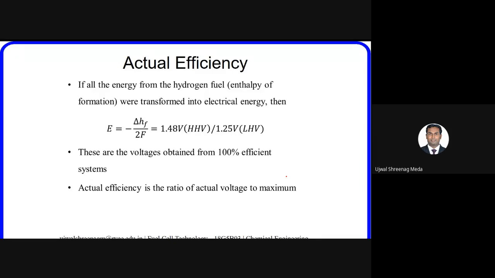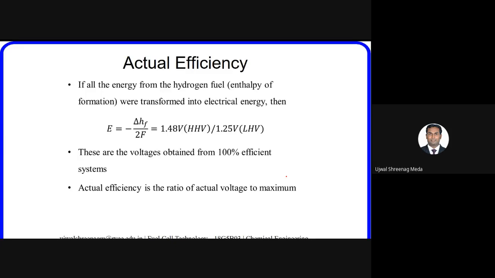So 1.48 when HHV is considered, higher heating value is considered, and 1.25 when LHV is considered. This is the benchmark. So that is the maximum efficiency which we learnt just now. So we take that as a reference, and actual efficiency will be compared with this. Means, how do you calculate the actual efficiency? You measure the actual voltage and compare that with the maximum possible voltage. So you get the efficiency.